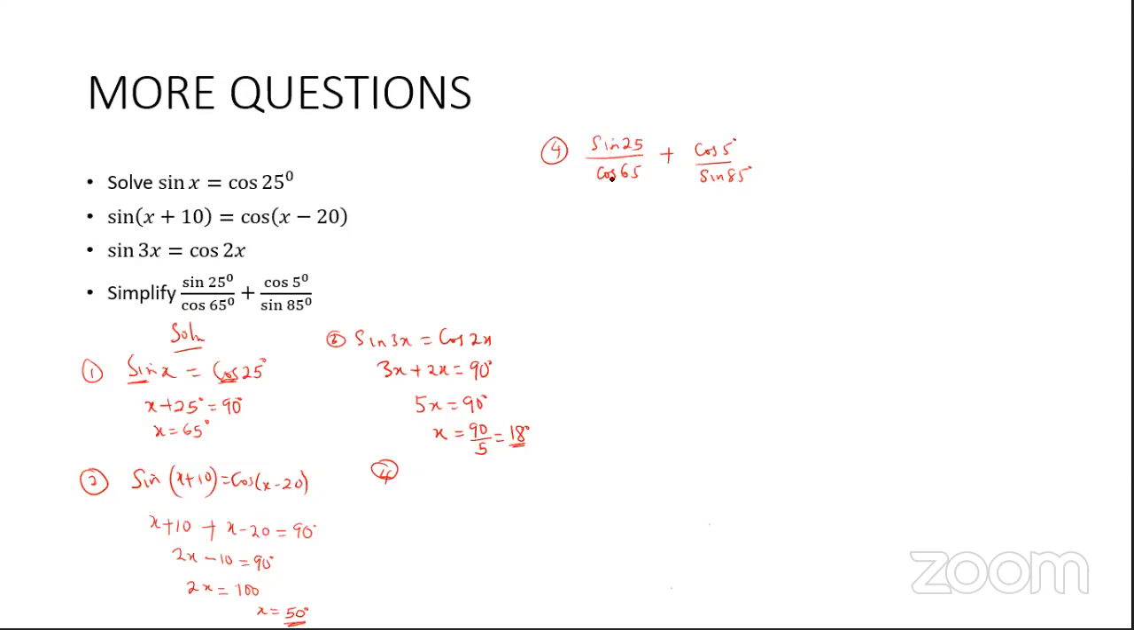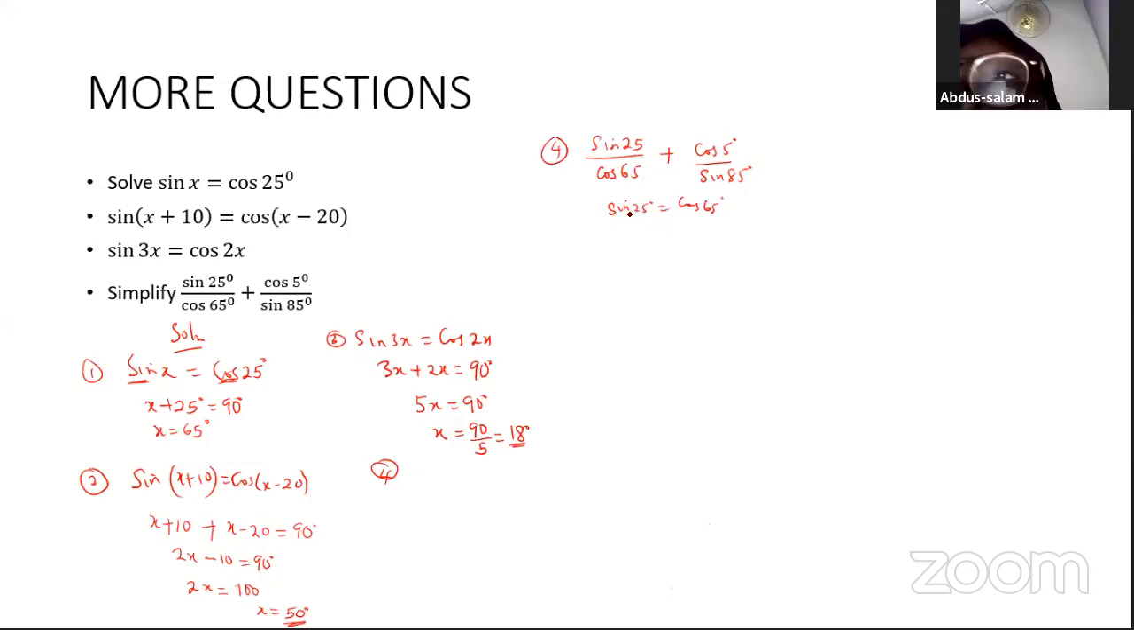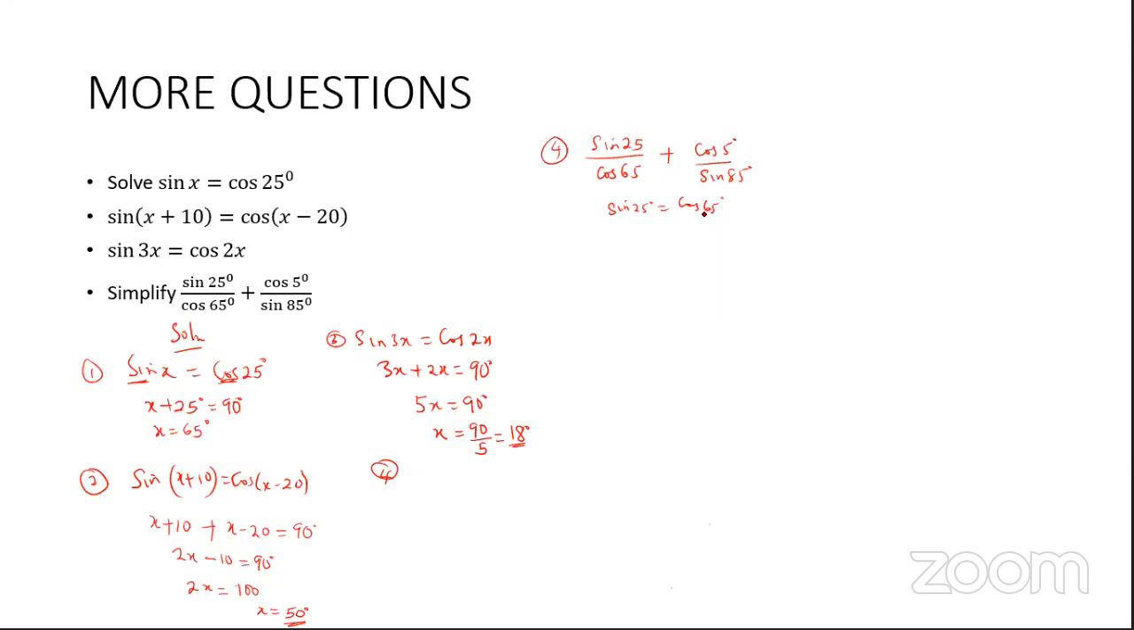Now, if you observe, you realize that sine 25 over cos 65, they are opposite, sine and cos. And you realize that this 25 and 65 add up to give you what? 90 degrees. And don't forget, what it means is that sine 25 is equal to cos 65. Do you agree with me, Abby? Sine 25 equals cos 65.